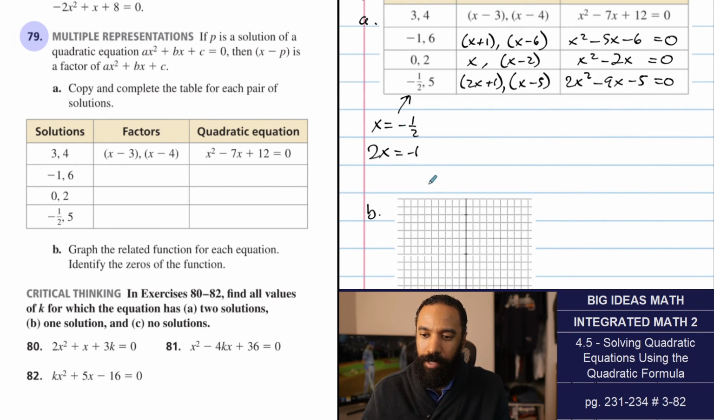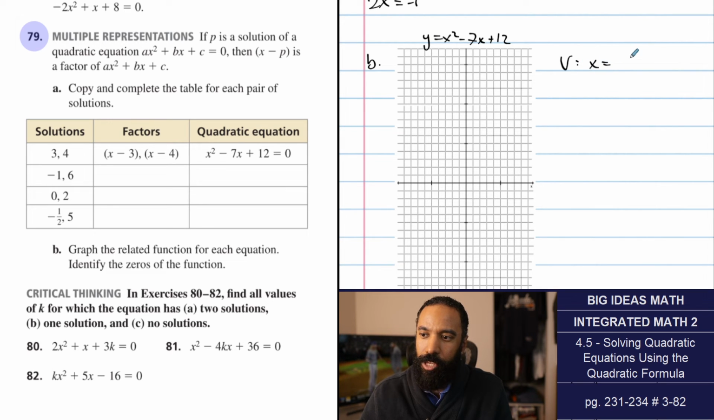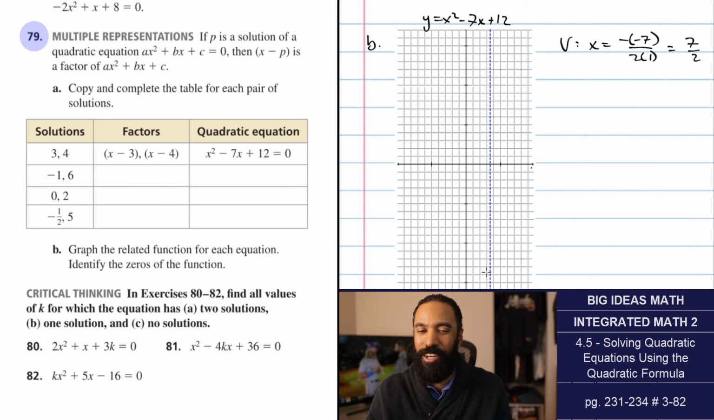X squared minus 7x plus 12. The vertex x value is at negative b over 2a. I was feeling very joyous until I had to do this. So that is 7 over 2, which is 3.5, which is right here. I suddenly felt I just deflated knowing that I have to do this.